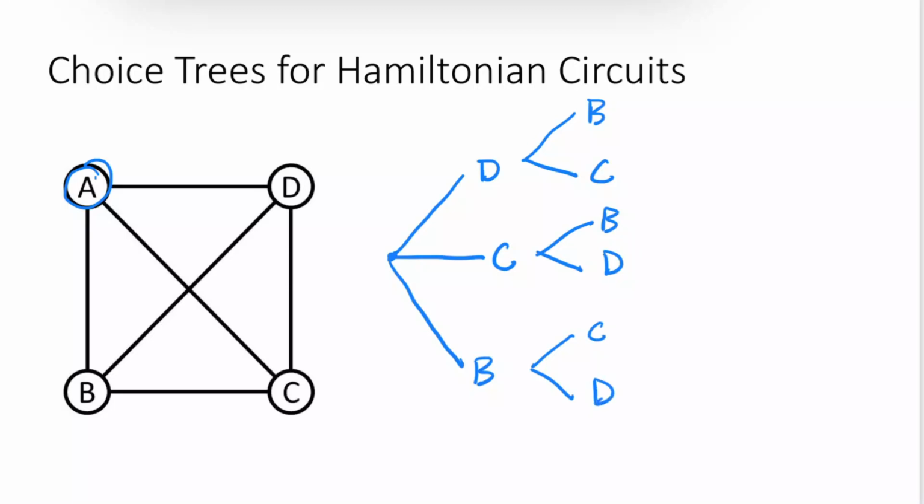Essentially, each one of these branches of the tree represents different choices that I made. This branch right here means that I went to vertex D and then I went to vertex B. And if I go from A to D and then go to B, then the only choice I have left after that is to go to C. And then I have to go back to A to complete my Hamiltonian circuit. And if I went to C instead of to B, then my only choice would be to go to B and then end up at A. So that would describe it.